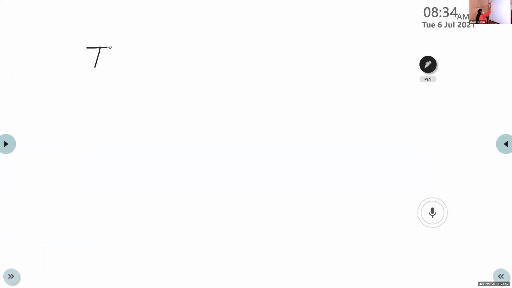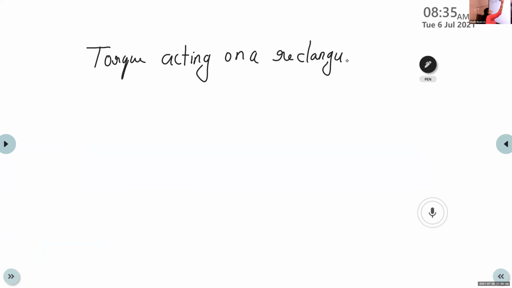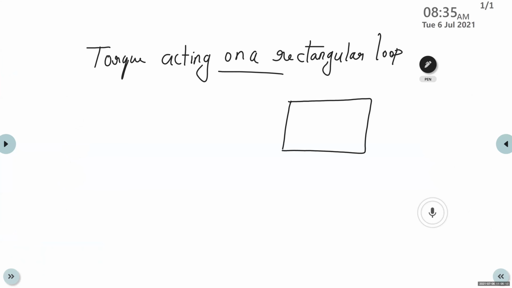Torque acting on a current carrying loop, on a rectangular loop. So what are the conditions that we have taken here? First of all, we consider a rectangular loop ABCD placed between the poles of a strong, powerful magnet.